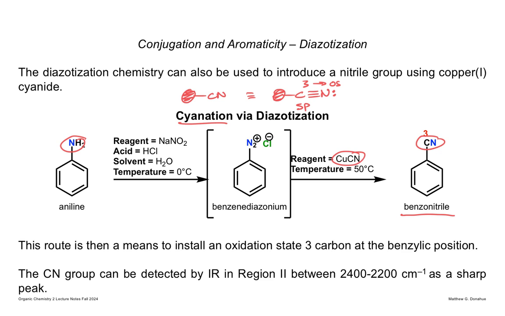And because it has a triple bond, we would see it in region 2 of the IR, and that's from 2400 to 2200. And these tend to be very sharp peaks. So they come off the baseline, they go down, and then sort of immediately back up. And so remember, region 2 is your triple bond region.